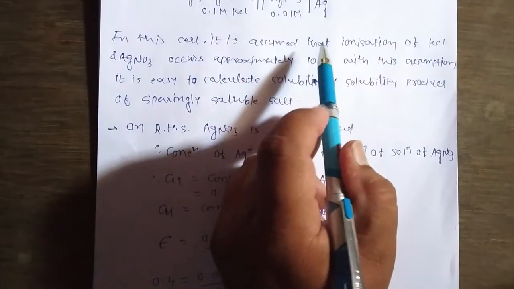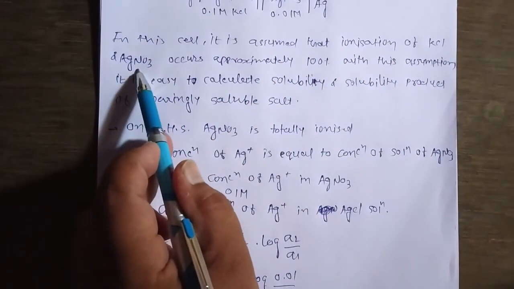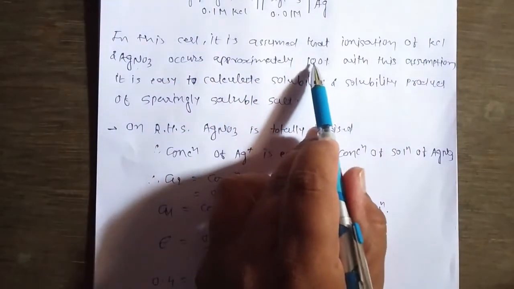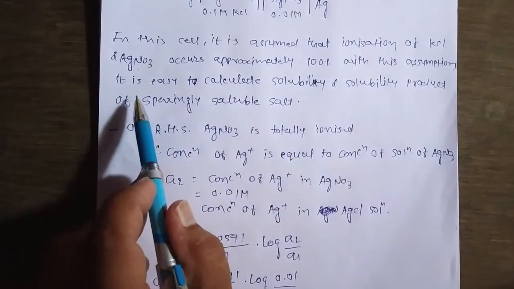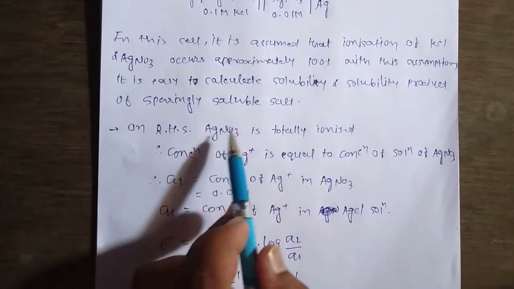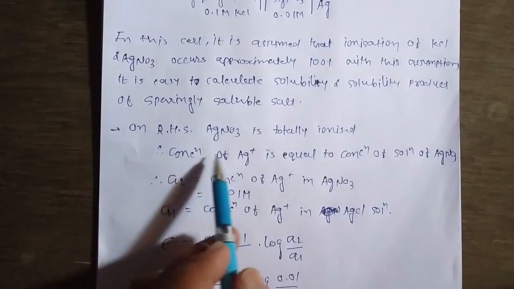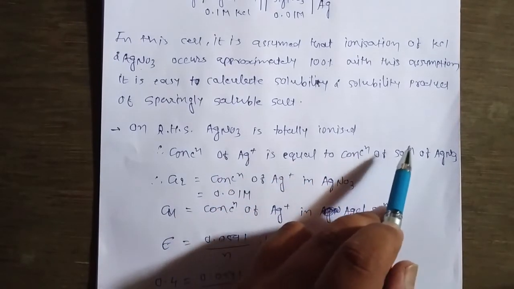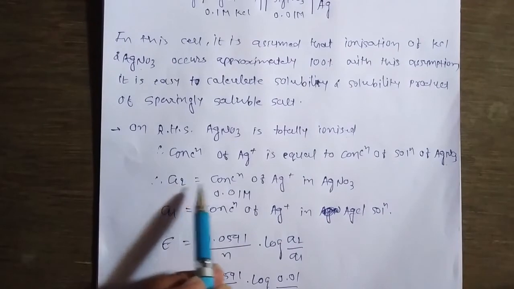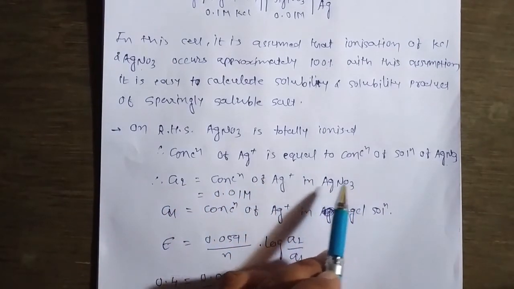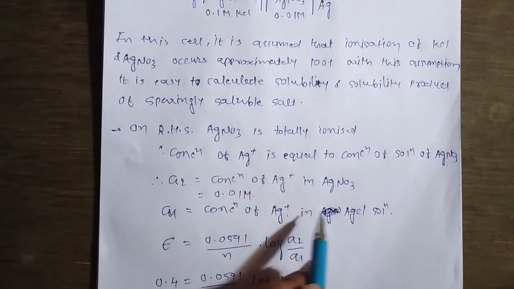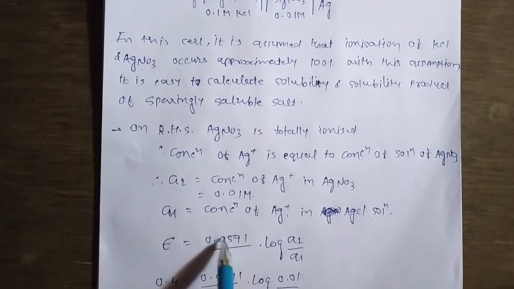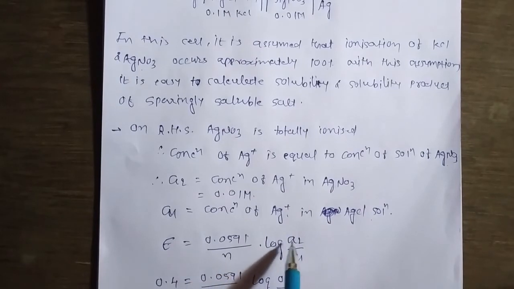In this cell, it is assumed that ionization of KCl and AgNO3 occurs approximately 100%. With this assumption, it is easy to calculate the solubility and solubility product of the sparingly soluble salt. On the right hand side, AgNO3 is totally ionized, so concentration of Ag⁺ is equal to concentration of the AgNO3 solution. So A2, the concentration of Ag⁺ in AgNO3, is 0.01 molar, and A1 is the concentration of Ag⁺ in the AgCl solution. So E is equal to 0.0591/n into log A2/A1, that means product divided by reactant.